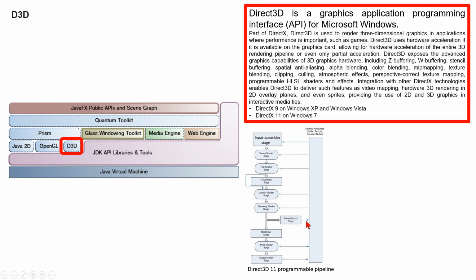Memory resources, buffer, texture, constant buffer, are connected to the input assembly stage, vertex shader, hull shader stage, domain shader stage, geometry shader stage, and memory resources also interact with the pixel shader stage and output merger stage.